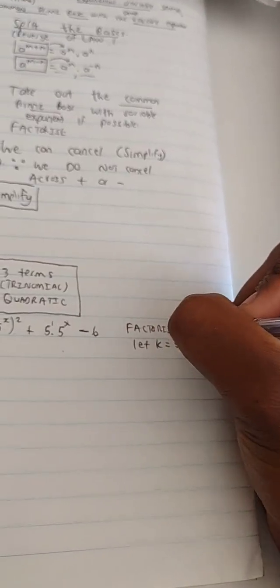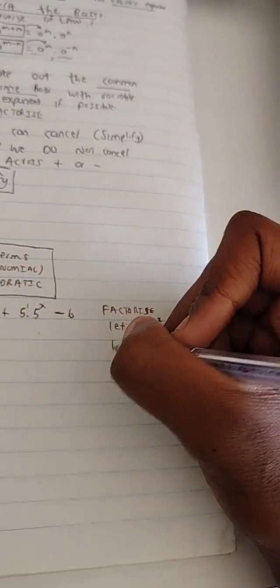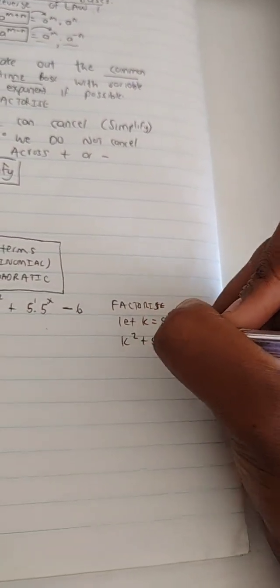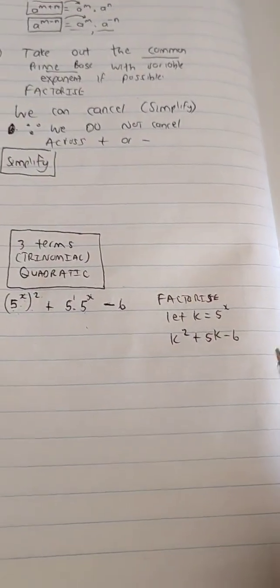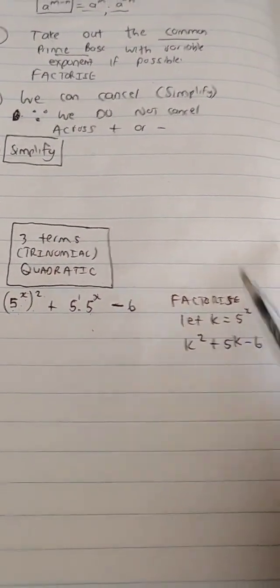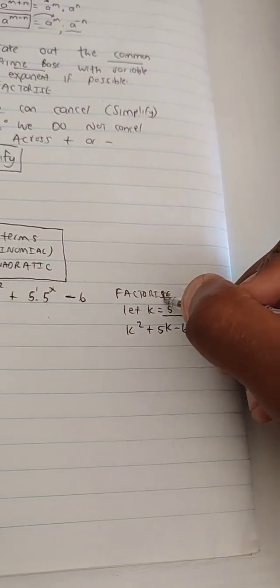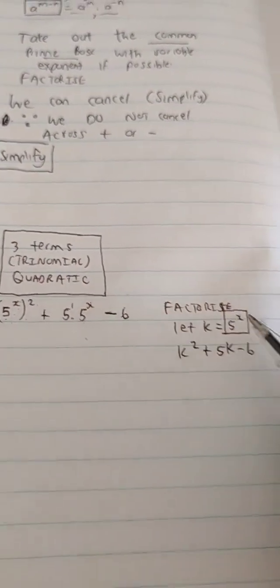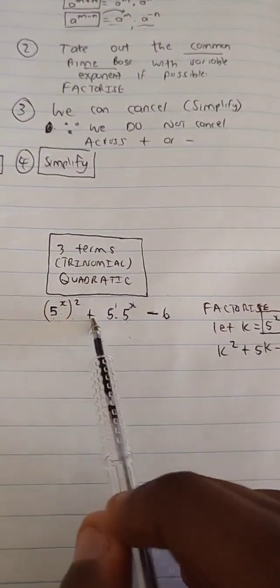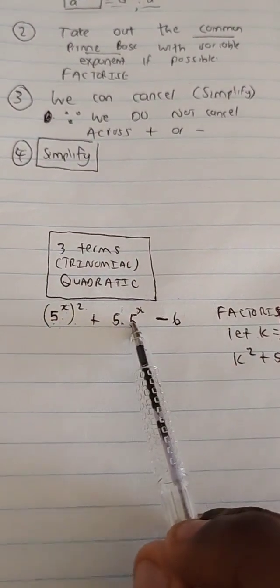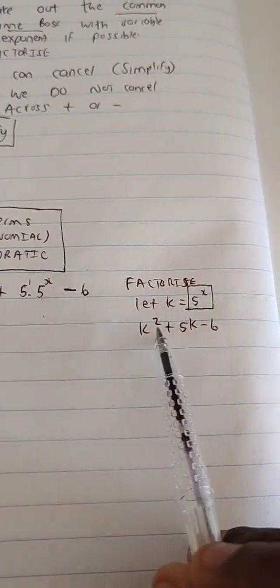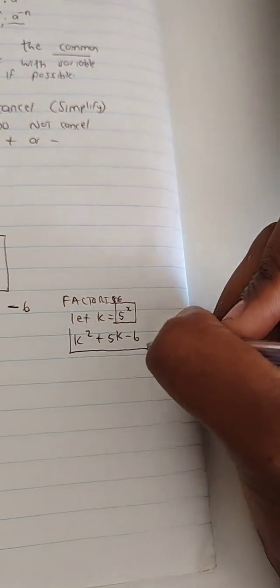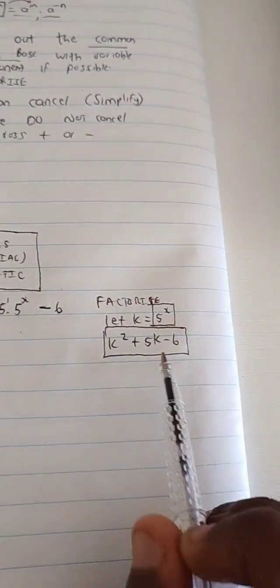You can let k be equal to 5 to the power x, and if you rewrite this, it is like saying k squared plus 5k minus 6. If you let k be 5 to the power x, the base with the variable exponent, the coefficient of x is 1. This means this is k squared plus this 5 multiplied by 5 to the power x, which is k. So that is 5k minus 6. That's why I was saying this is a trinomial that is quadratic in nature.